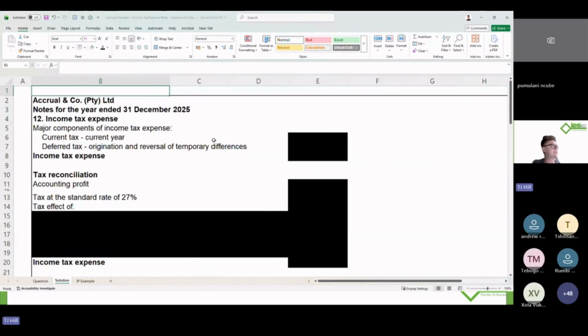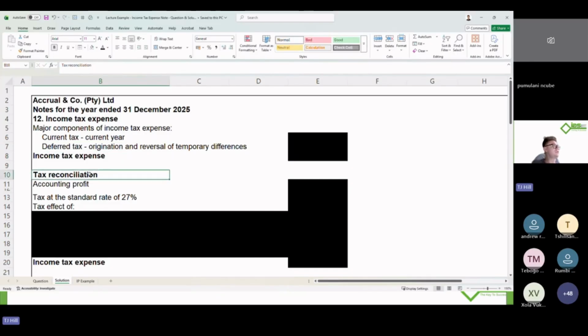Okay, an income tax expense note will look as follows, right? You'll have your major components. First of all, you're going to have the entity's name, notes for the year ended 31 December 2025, the name of the note, and you're going to say major components of income tax expense, which will be your current tax for the current year, and your deferred tax movement, which gives you your income tax expense.